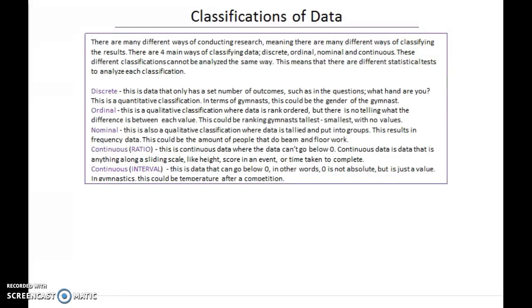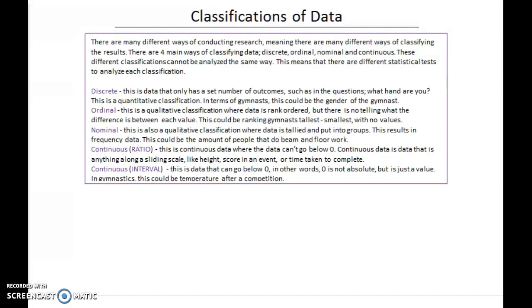Nominal is another qualitative classification where the data is tallied and then put in groups, such as if you asked everyone, a sample of 20 people, whether they played football, hockey, basketball or rugby, you'd put a tally in each box to state how many play each sport, and that will be your nominal data. Continuous is split into two, ratio and interval. Continuous data is anything along the sliding scale, so how tall you can be any number.